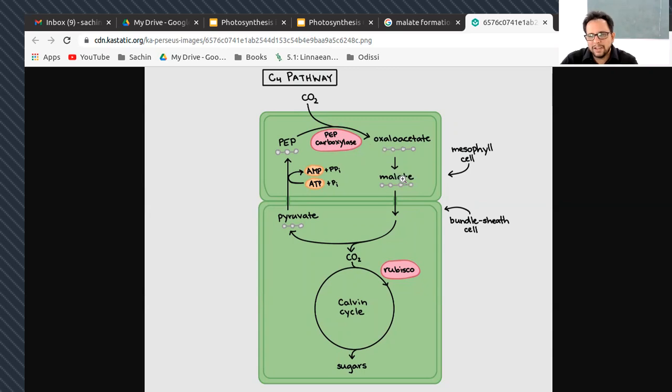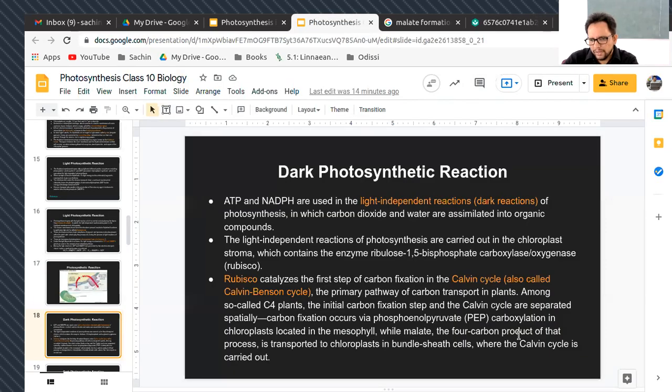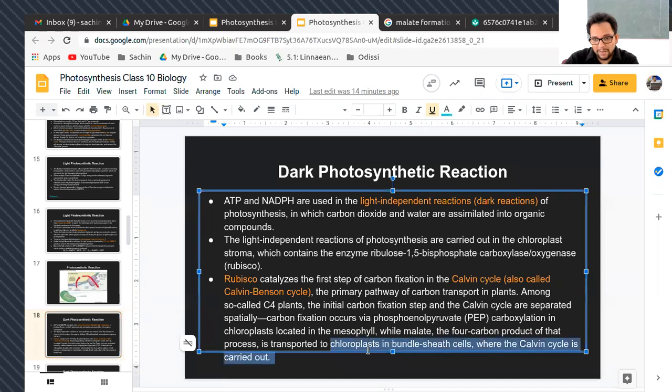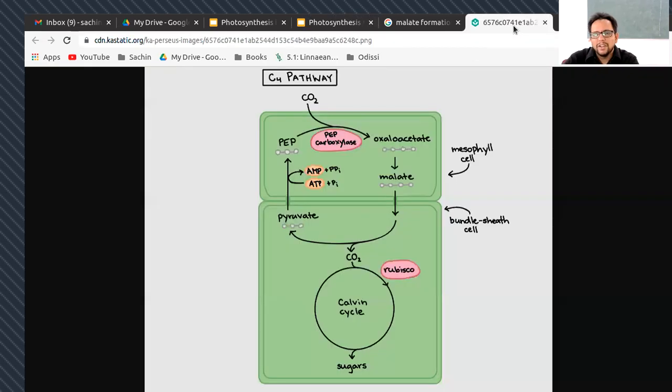That is one type of reaction, which is just a simpler, I guess, addition of hydrogen to oxaloacetate, and then it forms malate. So this malate gets transferred to the cytoplasm, right? Sorry, not cytoplasm. The 4 carbon product of that process is transported to the chloroplast in the bundle sheath cells, right? All these things were happening in the stroma of the chloroplast, which is where oxaloacetate to malate formation happens.